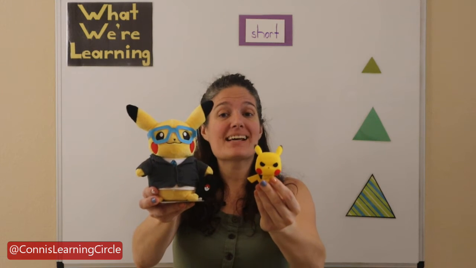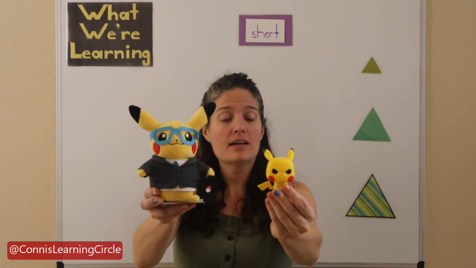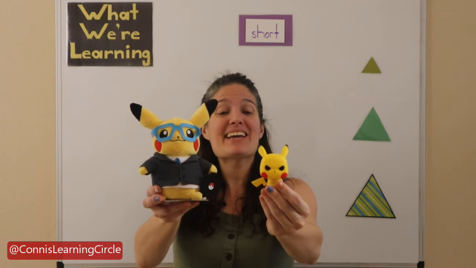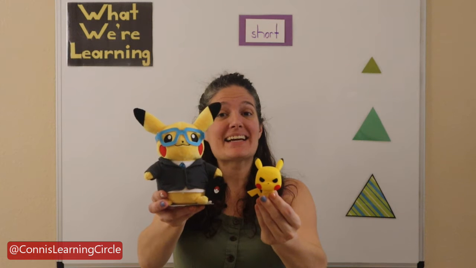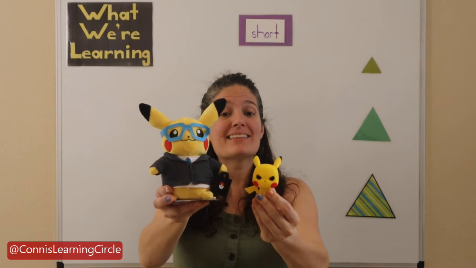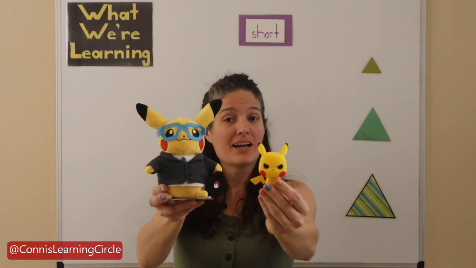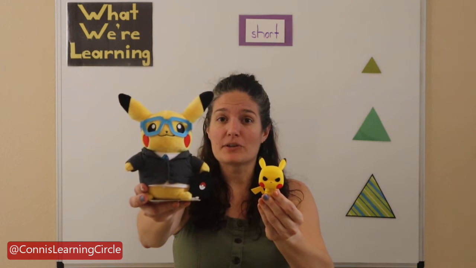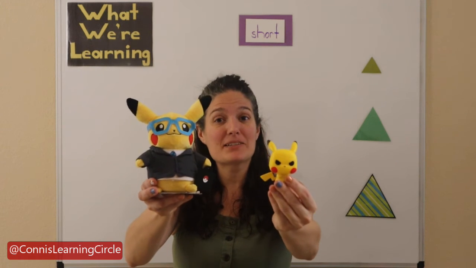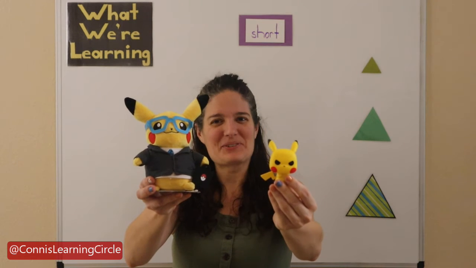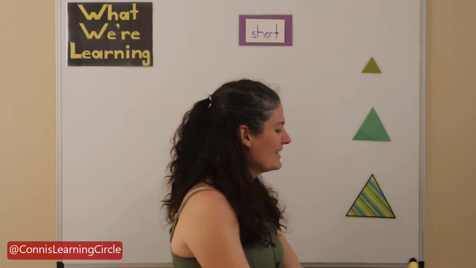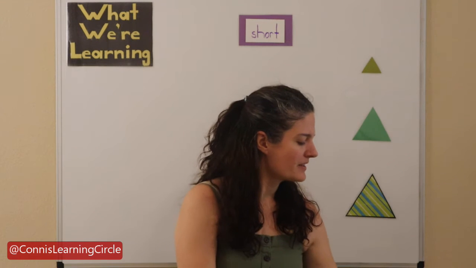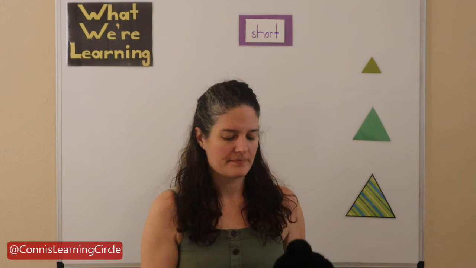And that means that this Pikachu, is he short or tall? He's short because he stays down low to the ground. The top of this Pikachu is closer to the ground than this Pikachu. That means that this Pikachu is short. Very good. All right, let's look at another animal friend that I have here.